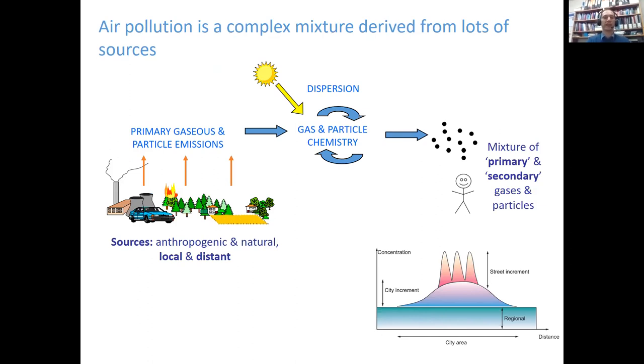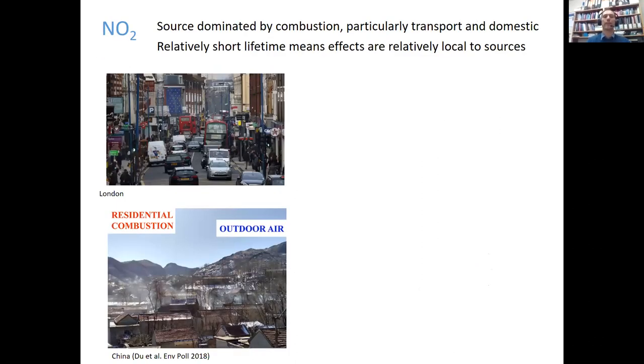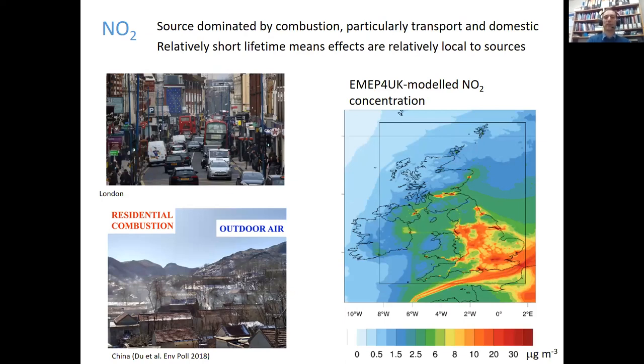And if we look at some of the issues with the specific pollutants that are of major concern, like nitrogen dioxide, nitrogen dioxide is essentially a primary pollutant. Its source is dominated by combustion sources, not necessarily fossil fuel combustion, but also biomass combustion, particularly from transport sources and domestic sources, domestic heating and domestic cooking, particularly where that might be solid fuel burning. It has a relatively short lifetime in the atmosphere as well, typically a few hours to a few days. So that means that if we're looking at the spatial pattern of people's exposures, we can pick up the sources quite clearly.